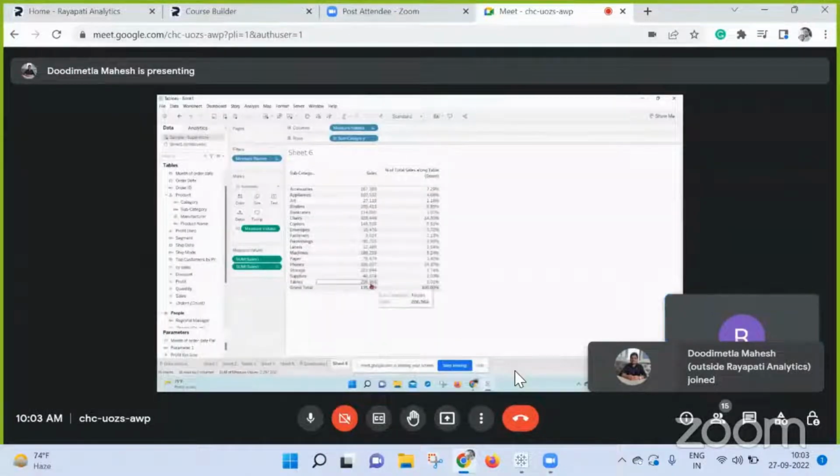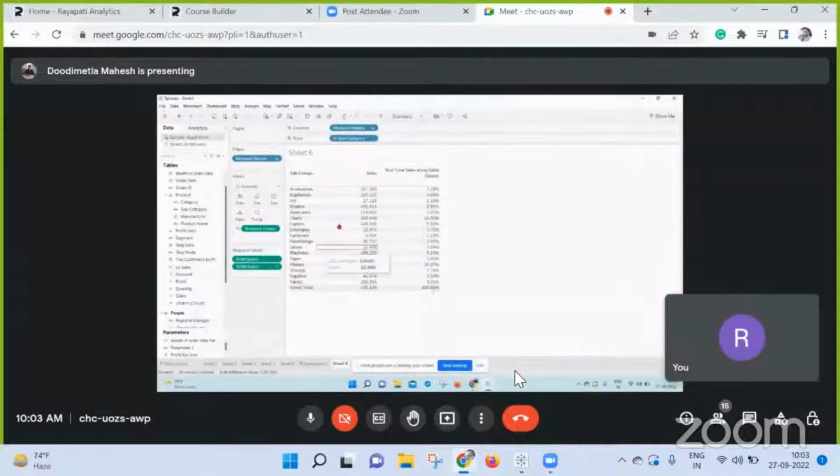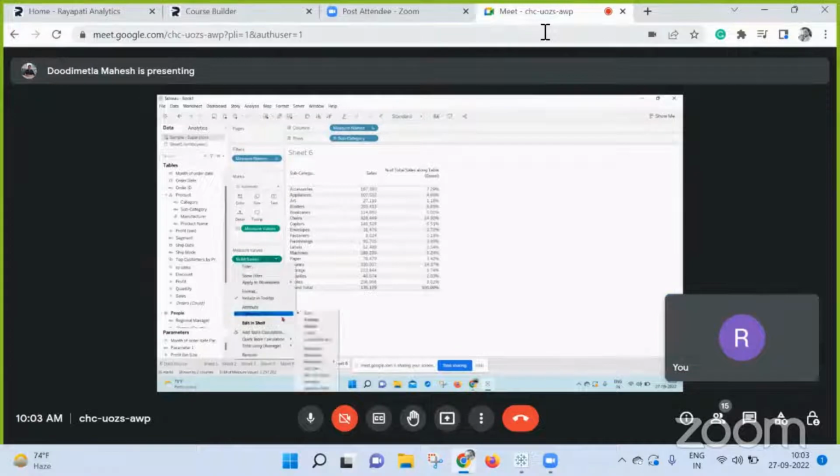Yeah. See, I have created a simple visualization, subcategory by sales. So I have taken the grand total of subcategory by sales as average. Okay, what is average? The grand total, you took average. Yes, I have taken that average grand total. But I want that grand total average in percentage.